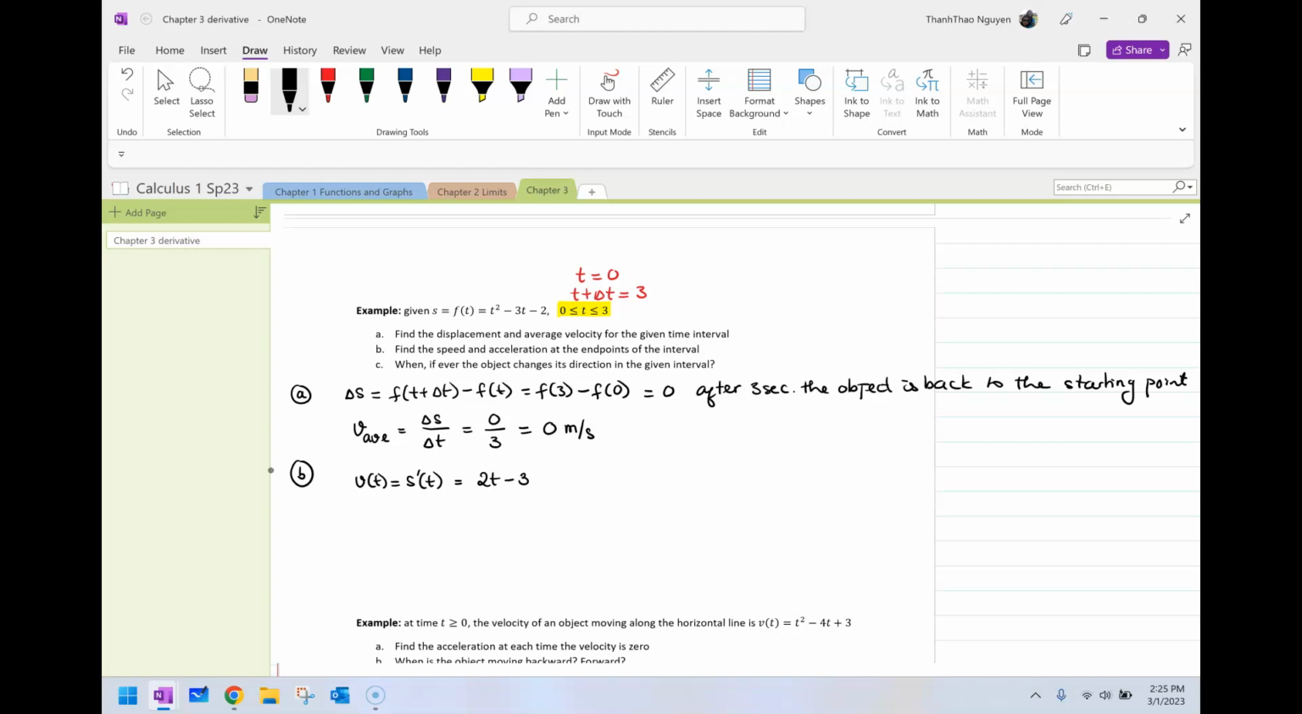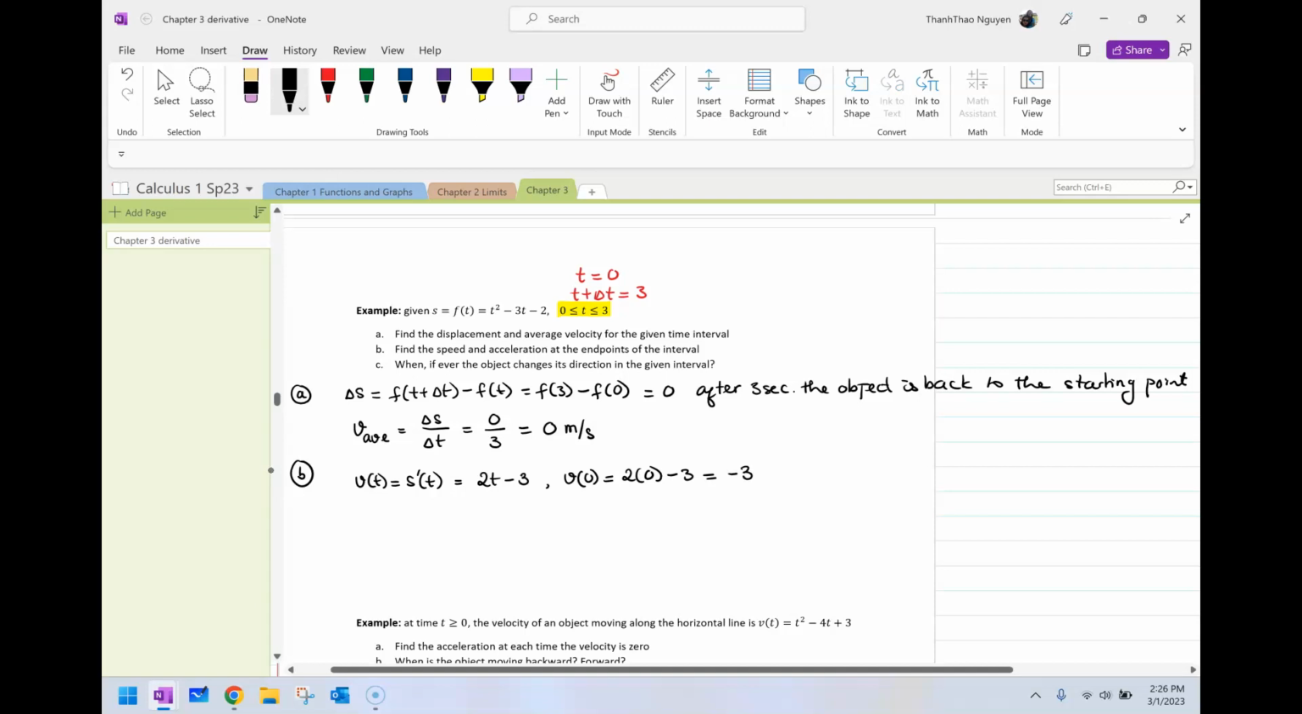We want to find the velocity at the endpoints. So v of 0 is equal to 2 times 0 minus 3, so the object is moving backward at time 0. At t equals 3, 2 times 3 minus 3 equals 3 meters per second. So here the object is moving forward. The acceleration a of t is equal to v prime of t, which equals 2. So it accelerates at 2 meters per second squared.